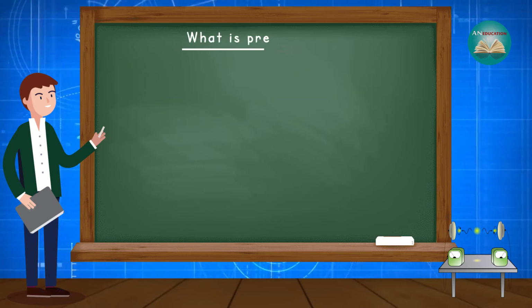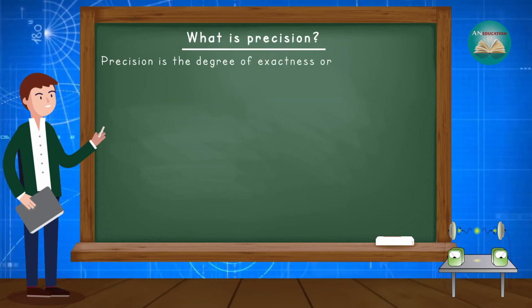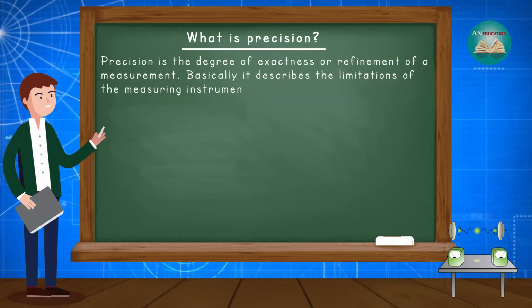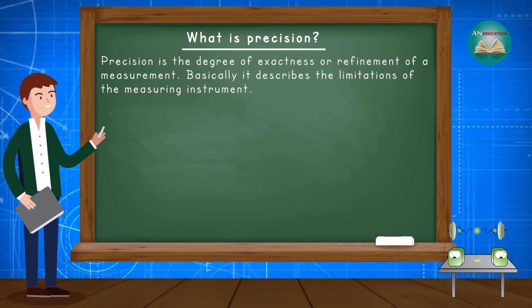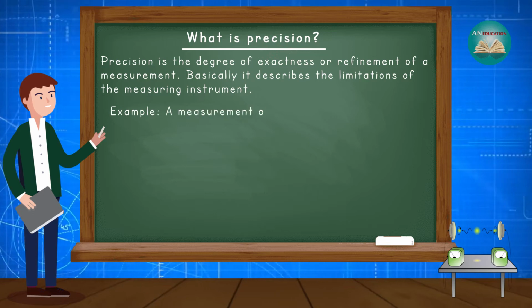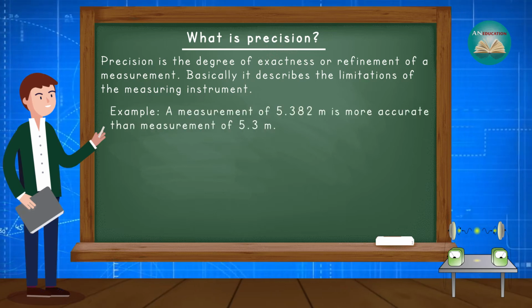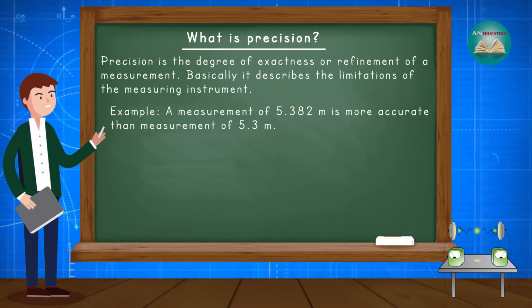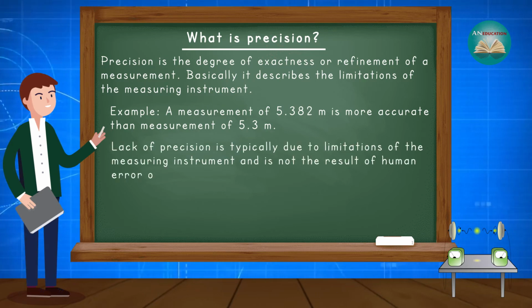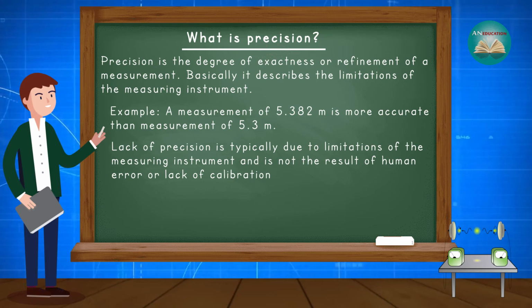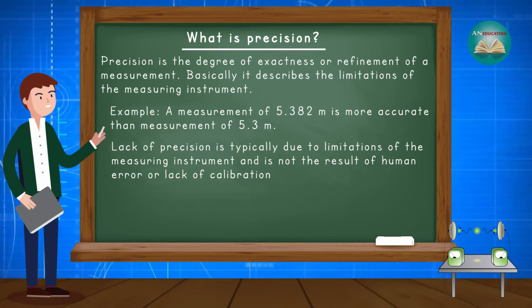After that, let's discuss what is precision. Precision is the degree of exactness or refinement of a measurement. Basically, it describes the limitations of the measuring instrument. Example, a measurement of 5.382 meter is more precise than a measurement of 5.3 meter. Lack of precision is typically due to the limitations of the measuring instrument and is not the result of human error or lack of calibration.